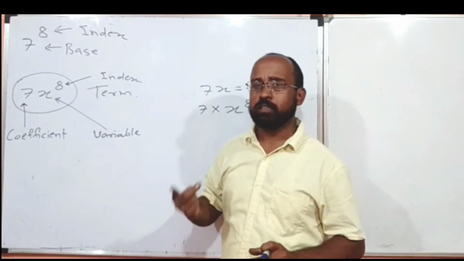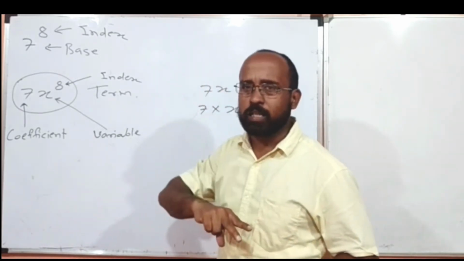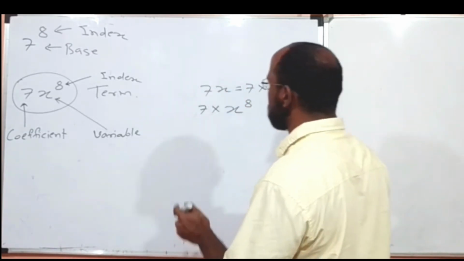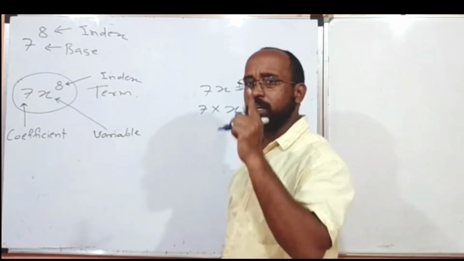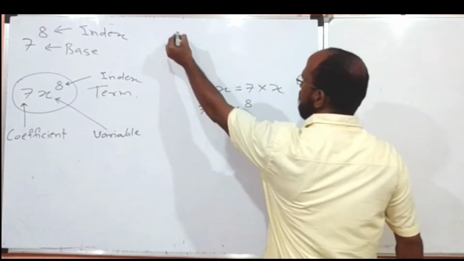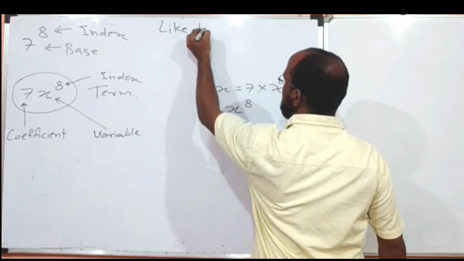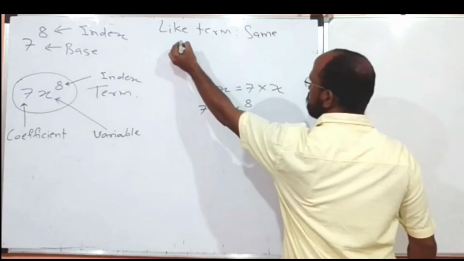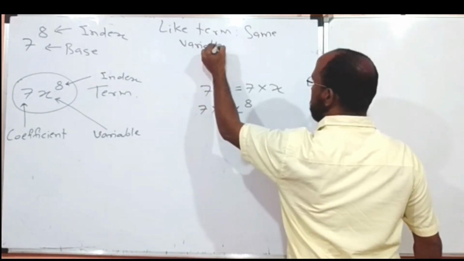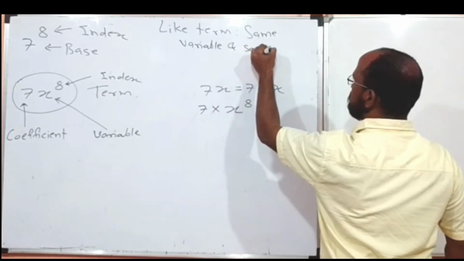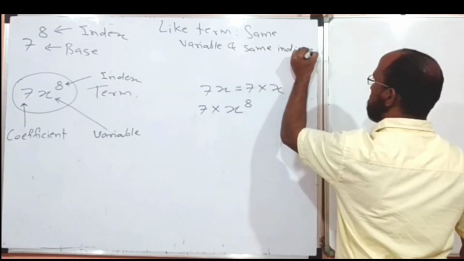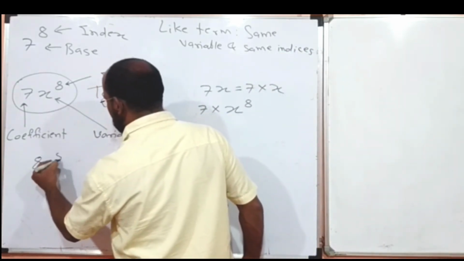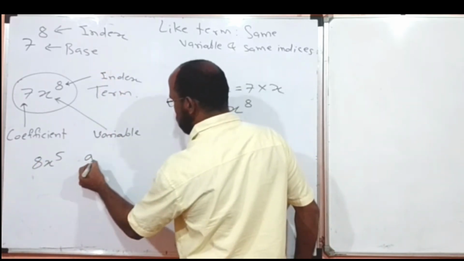Now we will see types of terms. They are like terms and unlike terms. What is meant by like terms and what is meant by unlike terms? Like terms are the terms with same variables and same indices. Means what? Let us see. If I write one term 8x raised to 5 and another term 9x raised to 5.